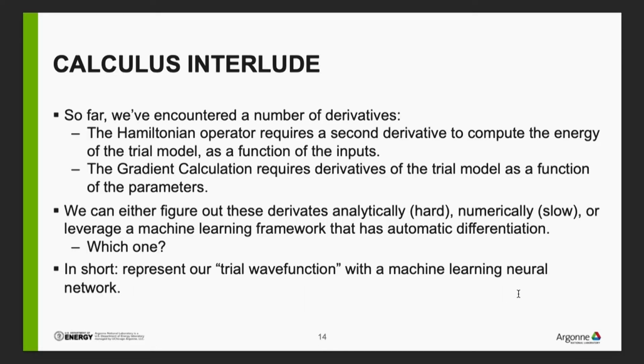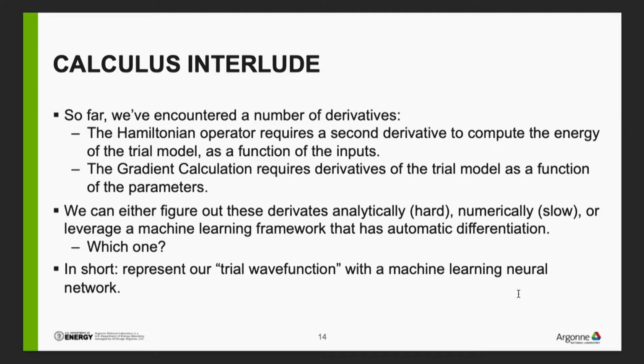Okay, so it's time for a short calculus interlude. In this algorithm, we've actually encountered a couple derivatives, and there's one more coming. So the Hamiltonian operator, if you recall, had that gradient squared. That's a second-order derivative of some numerical function. And the gradient calculation itself requires a derivative of your trial function with respect to all the parameters.